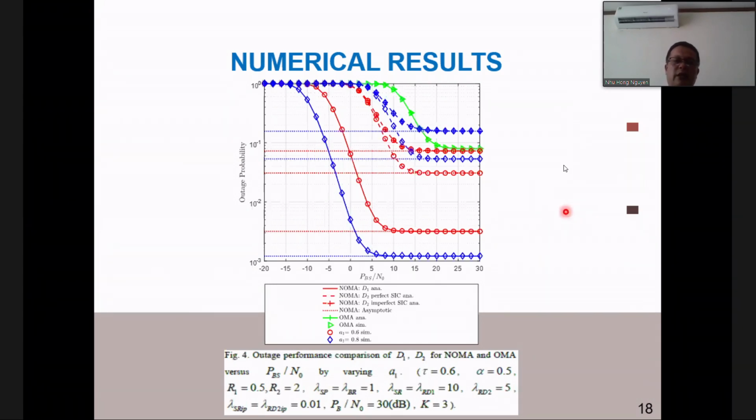Next, outage performance comparison of D1, D2 for NOMA and OMA with the energy power base station noise variance, with the factor power distribution.